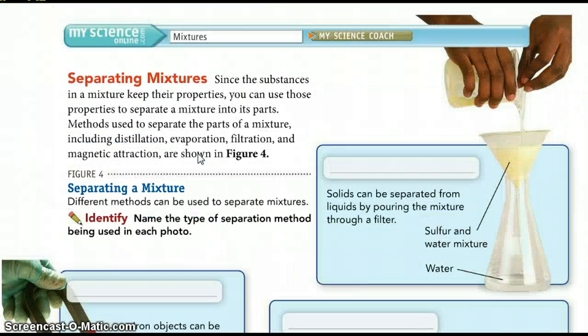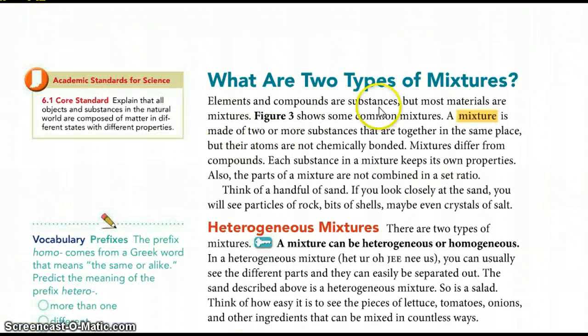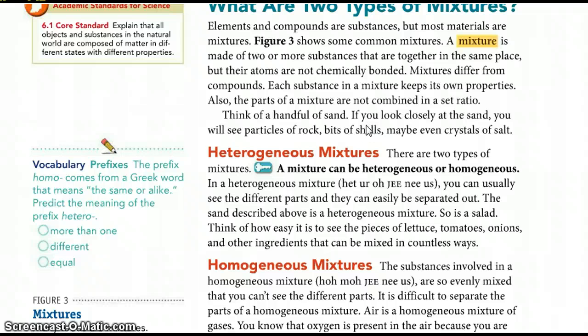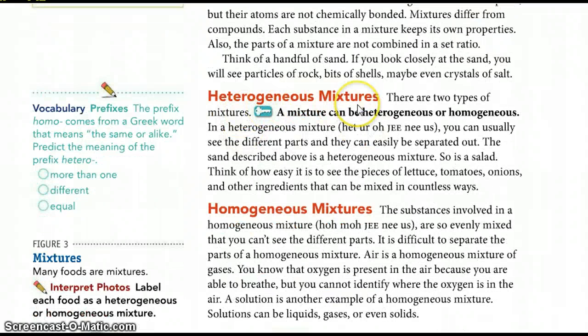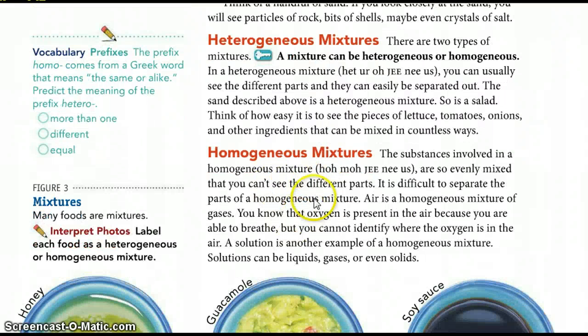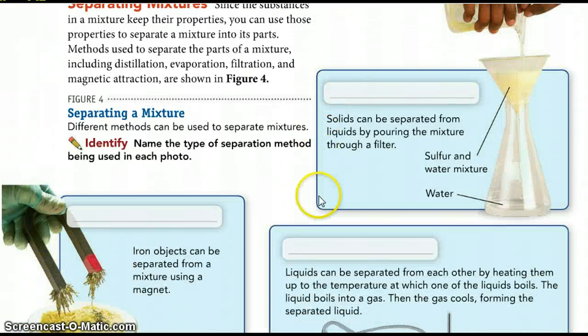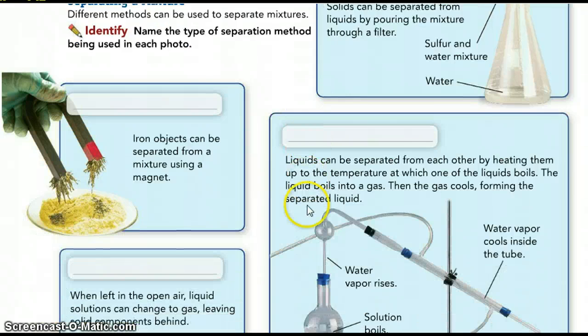So the question that we started off with: what are the two types of mixtures? You should know that there is a heterogeneous mixture, which is a mixture that can be broken out easily because the parts are probably a little bigger, easy to see. The homogeneous mixture, where the parts are so small that maybe you have to use some of these different types of separation in order to do so.